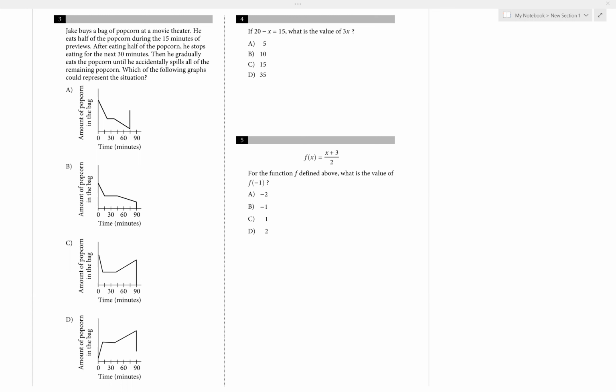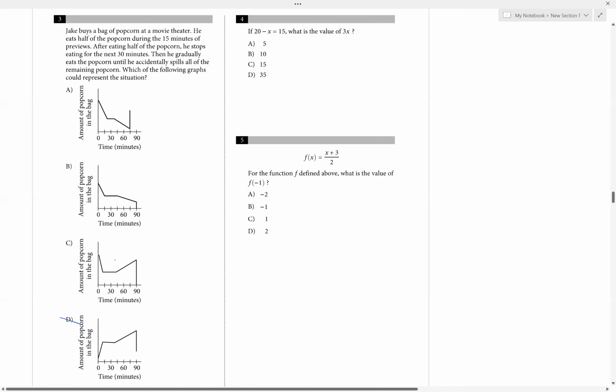Okay, so we start from the total, right? Total amount in the bag. And then he's eating half of them in 15 minutes. So the first 15 minutes, the total amount should reduce by about a half. So it's definitely not D, right? D increases in the first 15 minutes, it goes up, so that's not gonna work. We know it should decrease because he's eating half of the bag.